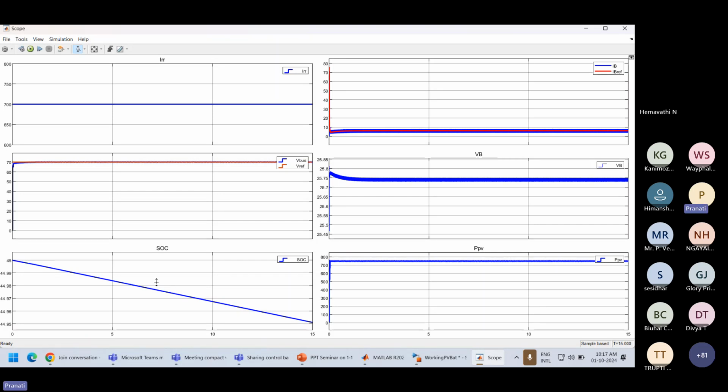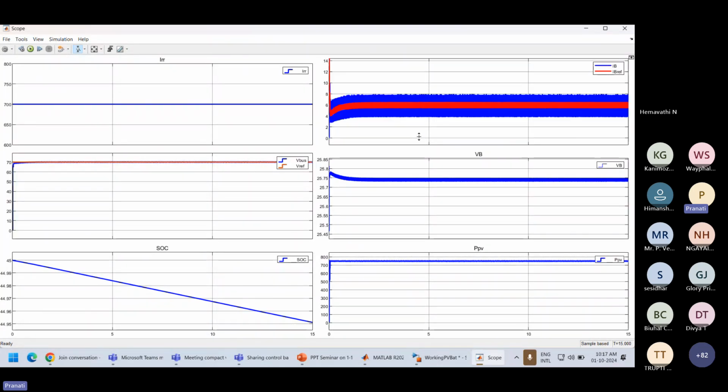And the state of charge, as the PV power is sufficient at this point, battery is discharging, so state of charge is decreasing. And you can see the battery current matches the reference value at any point of time. You can see that this battery current is having positive value. Battery is discharging, sorry. The battery is discharging, that is why above zero. You can see this one.